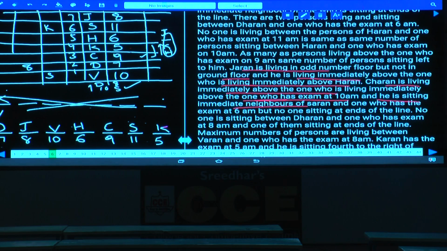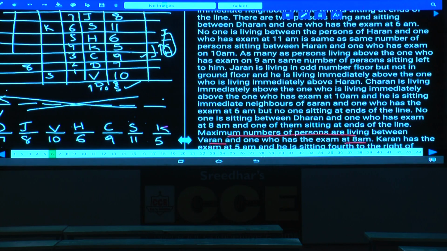Now here, rather than starting this way, you can directly start with this one. The maximum number of persons are living between Varun and the one who has the exam at 8 o'clock. That means these two persons must be at the first floor and the 7th floor, isn't it?